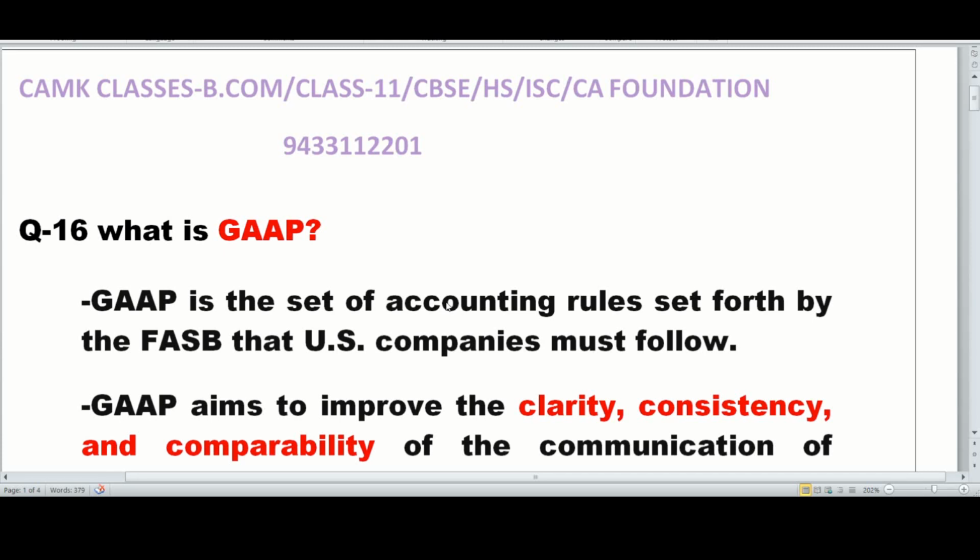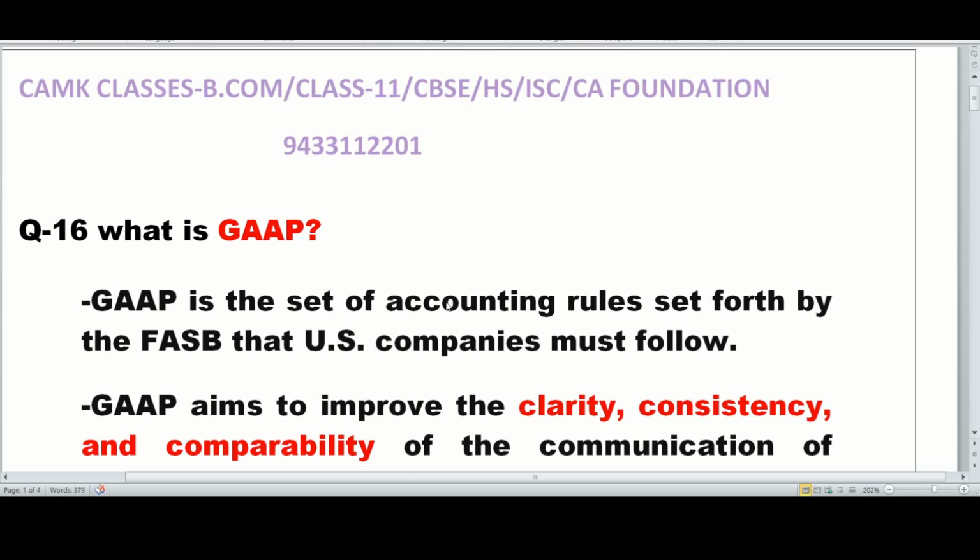I am going to present before you the idea, the concept of accounting principles, accounting standard, GAAP, IFRS, Ind AS, etc. So friends, let us come to the question, what is GAAP? Sometimes we want to know the formation, how the GAAP is formed.